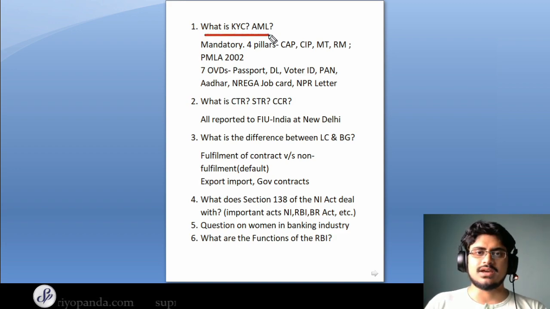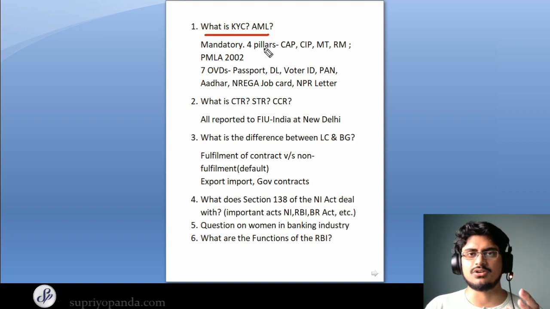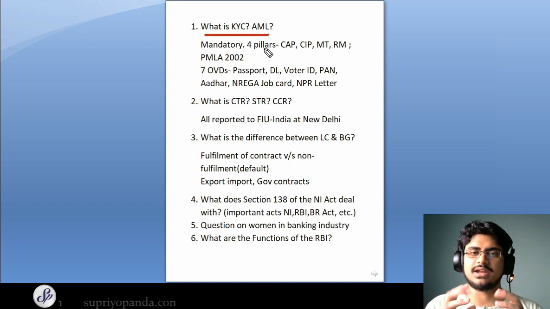What is KYC and AML? KYC and AML are often discussed together as if they are the same entity. However, it's a little bit different. KYC stands for Know Your Customer and AML stands for Anti-Money Laundering. And you must remember that KYC is one of the things that are done to ensure that money laundering does not take place. So money laundering prevention is not only confined to KYC, but it has other activities as well.